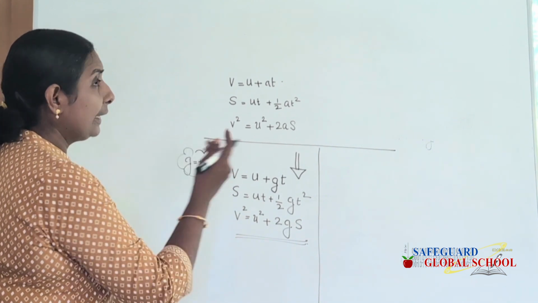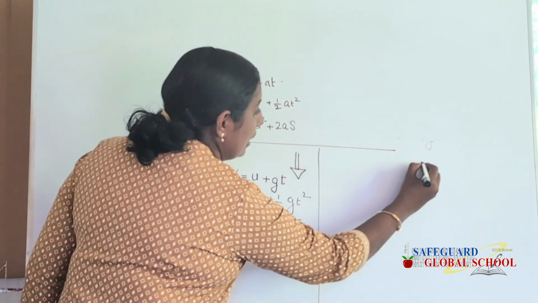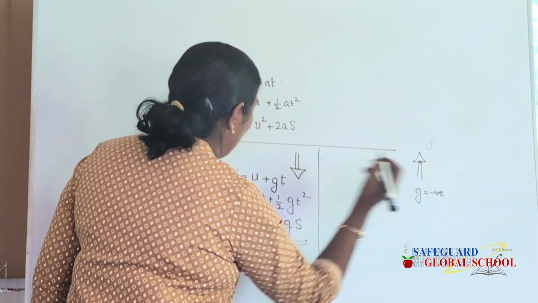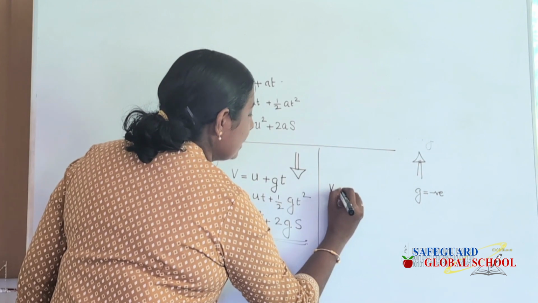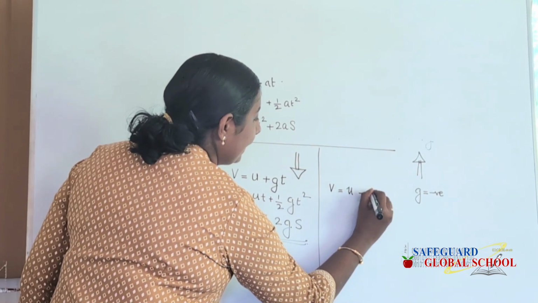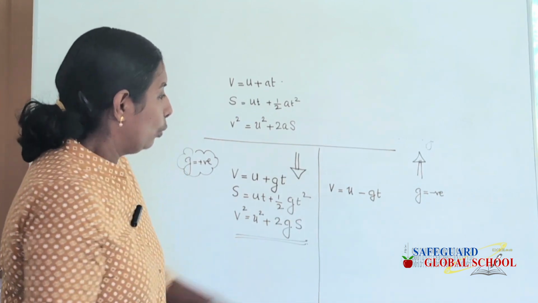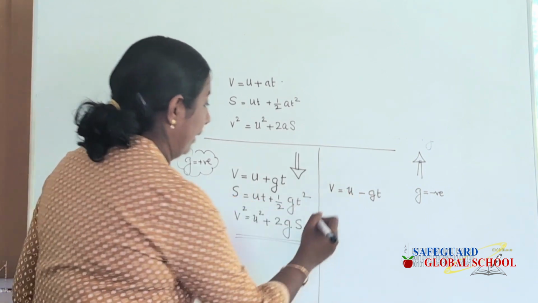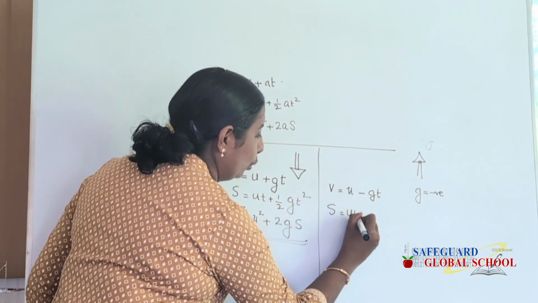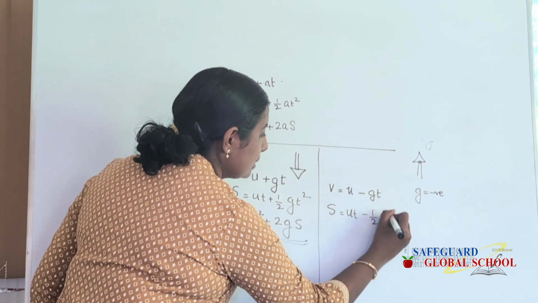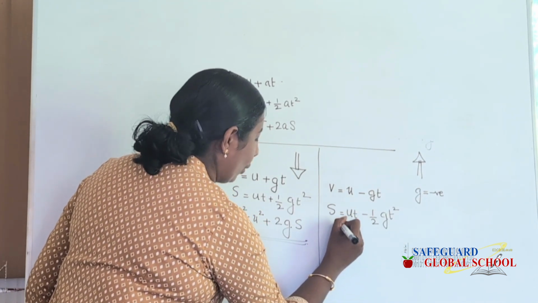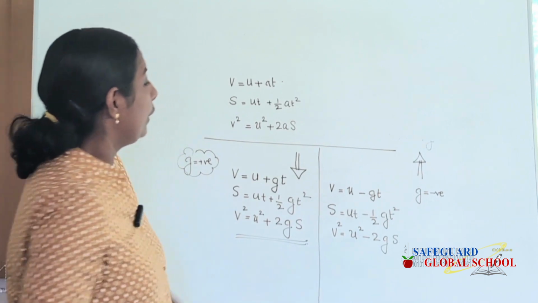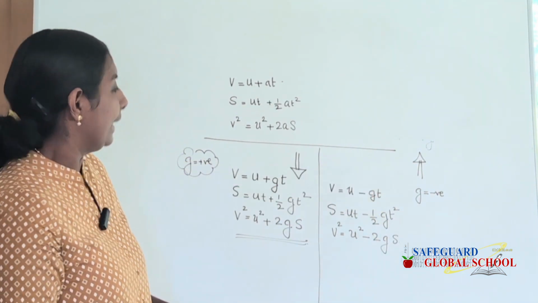Please note it. In the case when we throw up a body, put g as a negative value. So how will the equations become? V is equal to U minus GT. We can apply that equation directly where g is 9.8 only. Don't make it minus 9.8, because we have already included the minus here. Then S is equal to UT minus half GT squared, and V squared is equal to U squared minus 2GS.